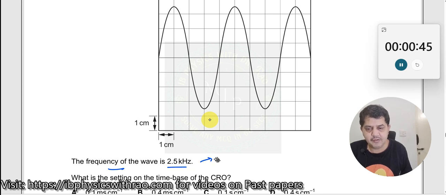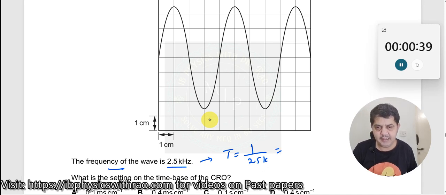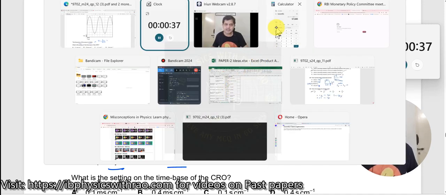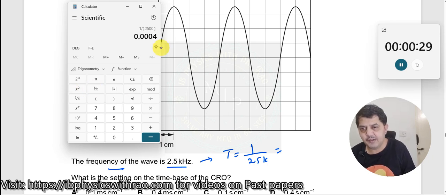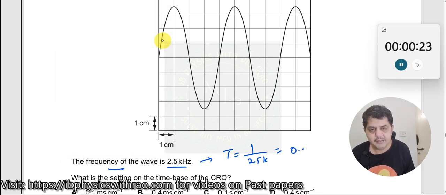You have to find out the time period. Time period will be equal to 1 over 2.5 kilohertz. Let us work out this value. 2.5 kilohertz is 2500, right? Take the reciprocal of this, which will be 0.0004 seconds over here.